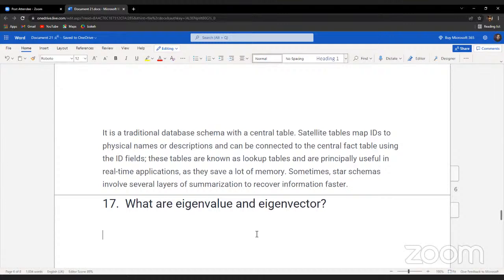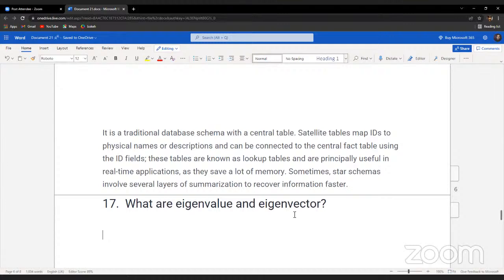These tables are known as lookup tables and are principally used in real-time applications, as they have a lot of memory. Sometimes these star schemas involve several layers of summarization to recover information faster and safer. That's how a star schema works.